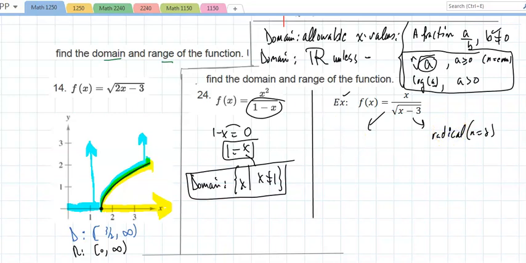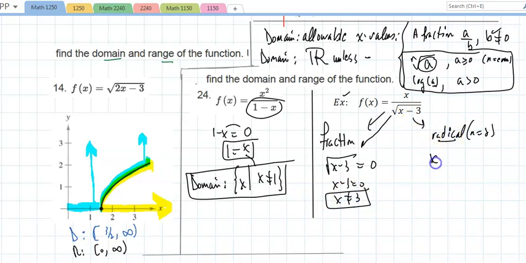I see a fraction. So first things first, I take the fraction and say the denominator cannot equal 0. Where does it equal 0? So basically, I'm saying stay away from 3. The radical says take what's underneath that radical and solve that inequality.